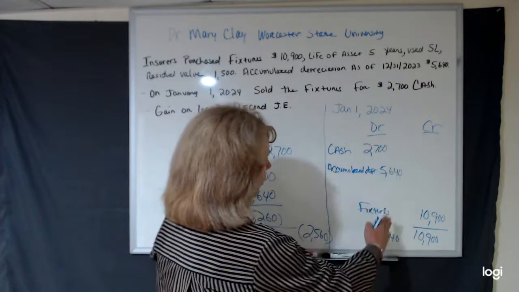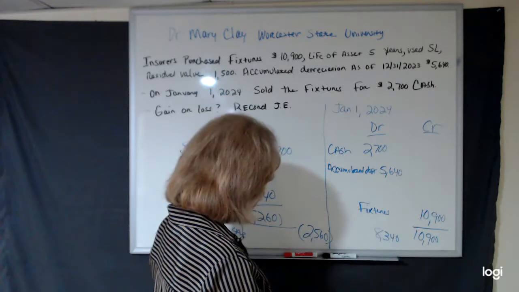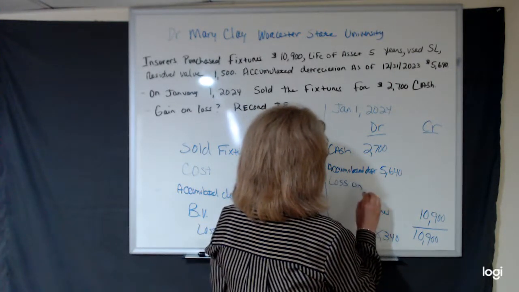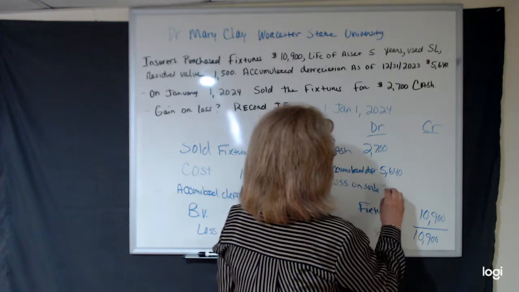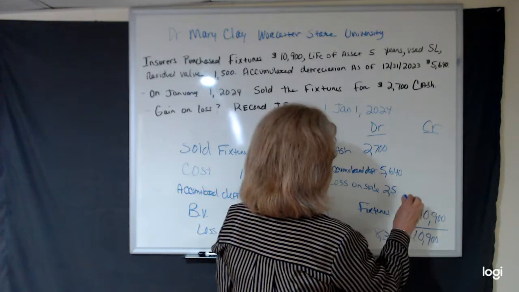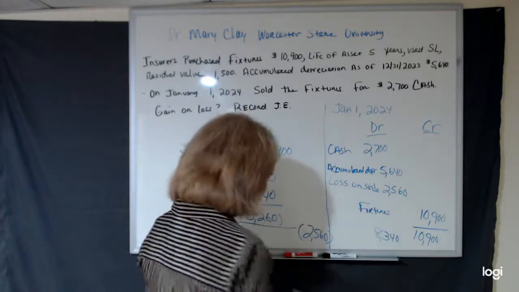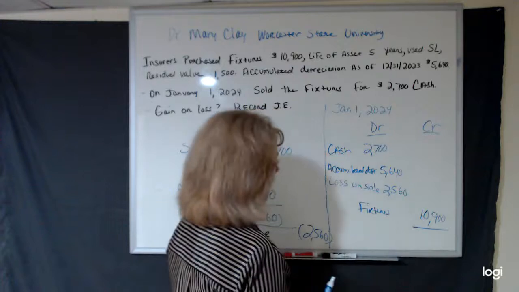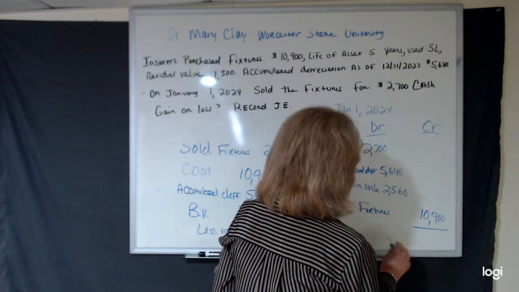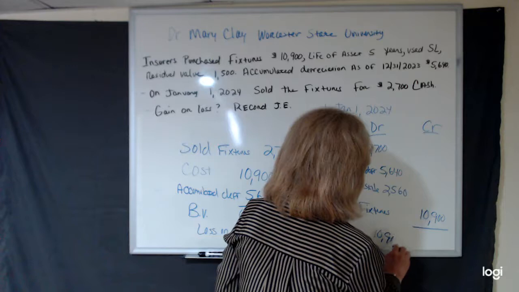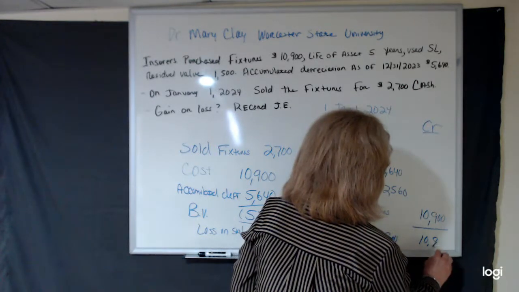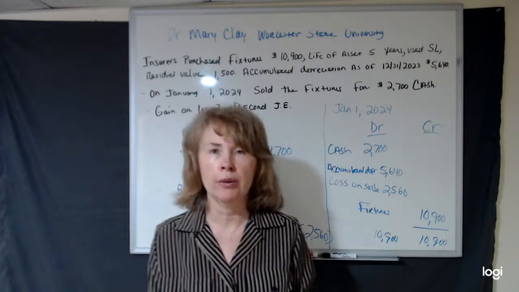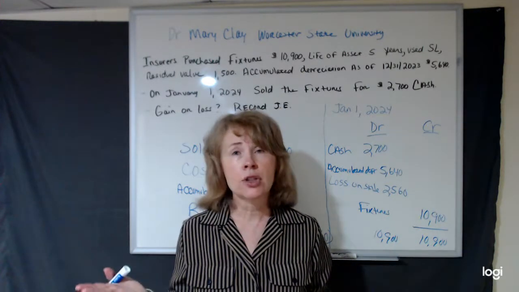The difference between the two is 2,560, so I put loss on sale, 2,560. Again, make sure you're balanced when you're done. Add up both sides, and you will see it will equal 10,900 on both sides. The lab will not require you to total these. I'm just showing you how to figure out the gain or loss. And that's how you do an asset disposal.